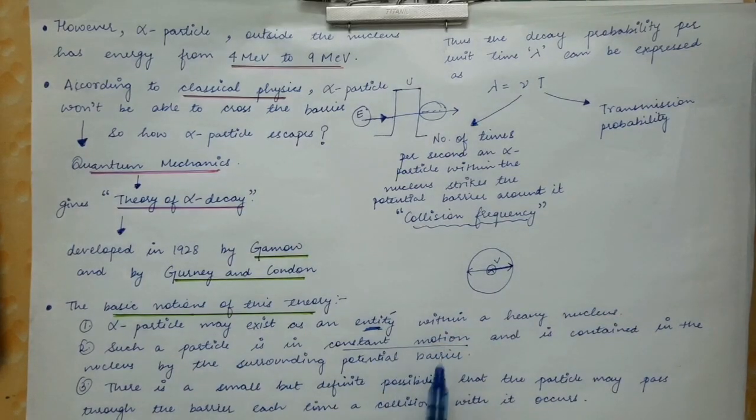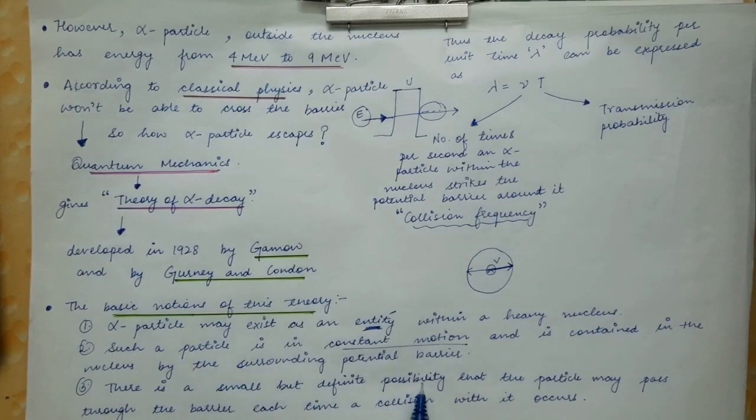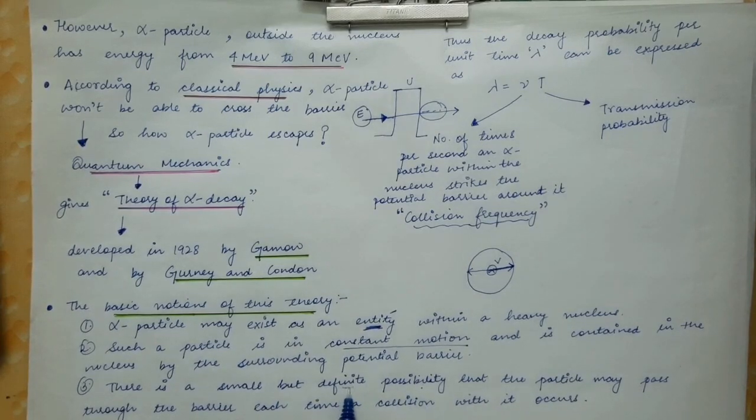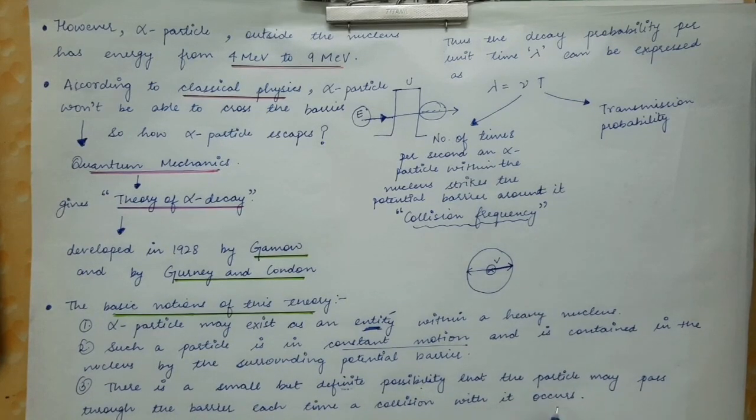So this is the second assumption. The third assumption is that there is a small but definite possibility. So there is a small possibility, but still it is definite, it is a non-zero possibility that the particle may pass through the barrier each time a collision with it occurs.